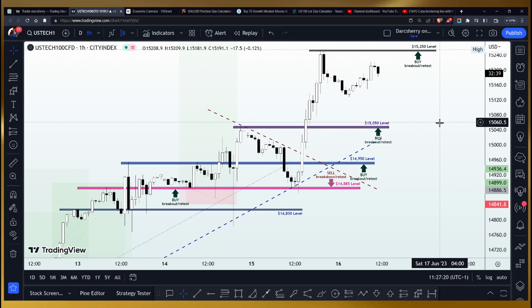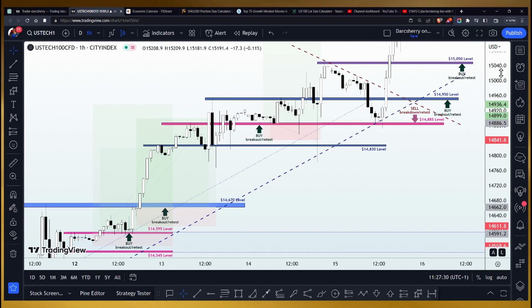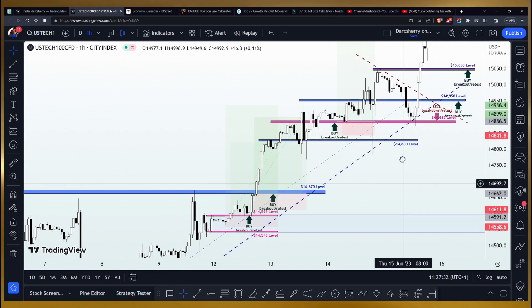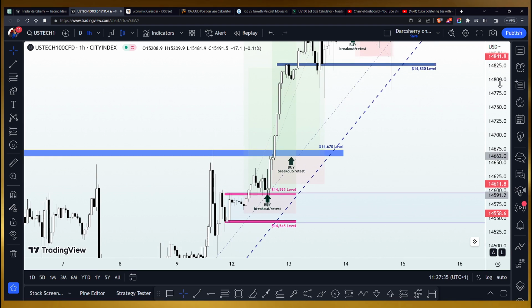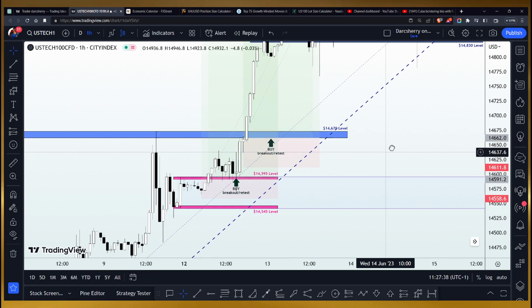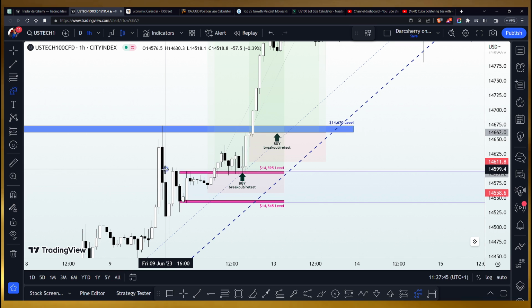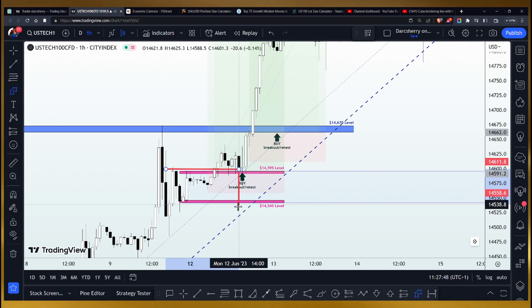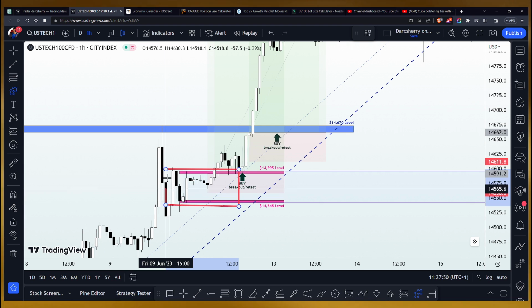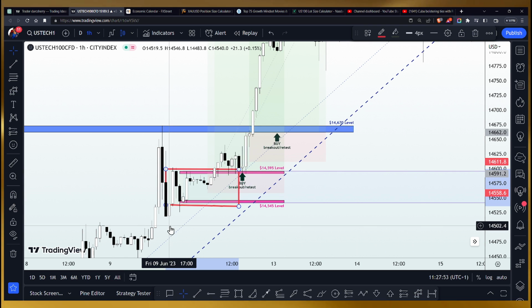Now, before we go into the details of what our expectation could be like for today, I would like us to do a quick review of how the week started for us and what led to the idea of buying the USTech100. So at the beginning of the week, on the 1 hour time frame, we were able to acknowledge a consolidation phase, which revealed the level of indecision in the market at the beginning of the week. And this was this zone here between the 14,595 level and the 14,545.